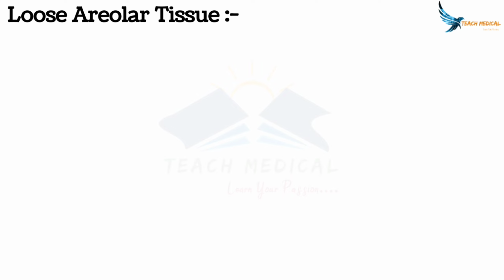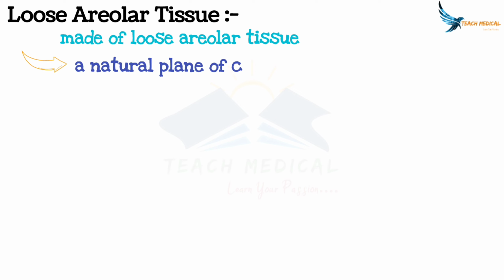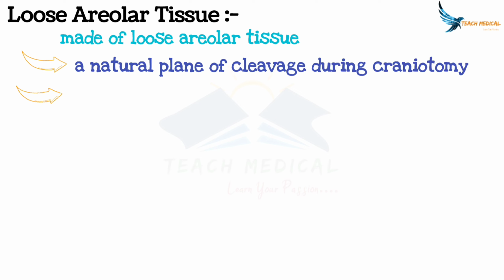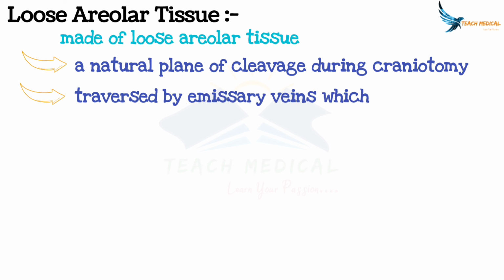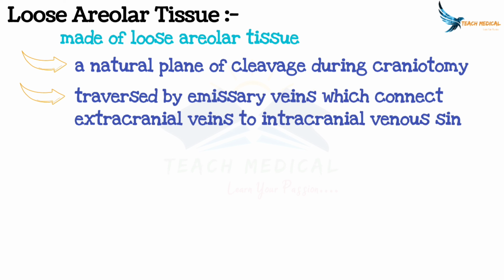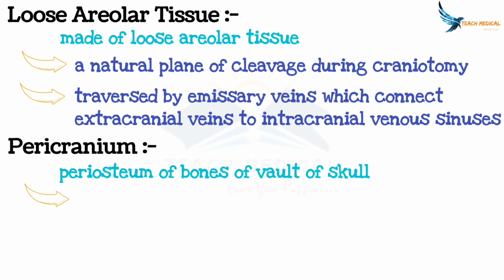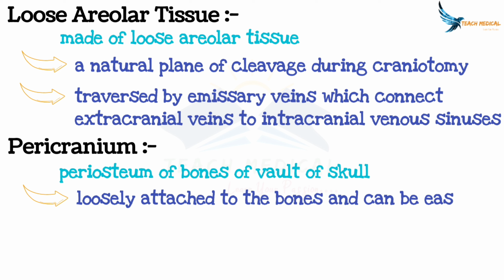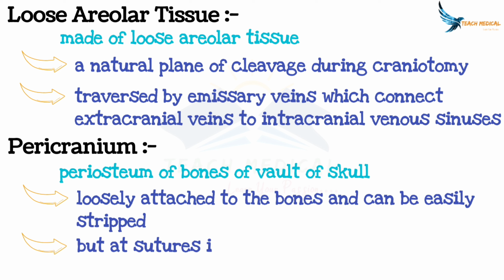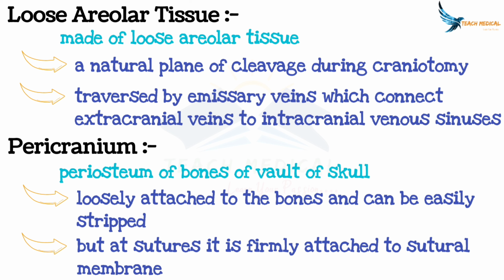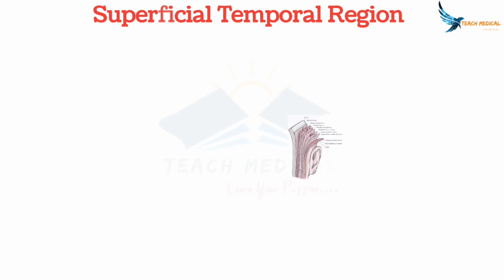Fourth, loose areolar tissue. As the name indicates, this layer is made of loose areolar tissue. It serves as a natural plane of cleavage during craniotomy. This layer is traversed by emissary veins which connect extracranial veins to intracranial venous sinuses. Fifth, pericranium. This layer is formed by the periosteum of bones of vault of skull. It is loosely attached to the bones and can be easily stripped, but at sutures it is firmly attached to sutural membrane.